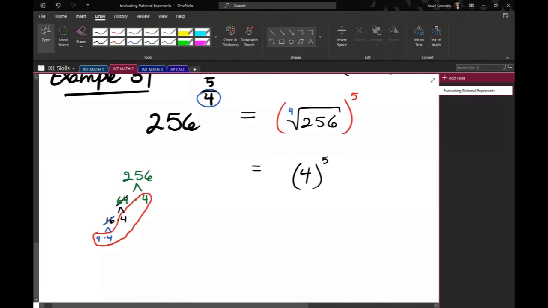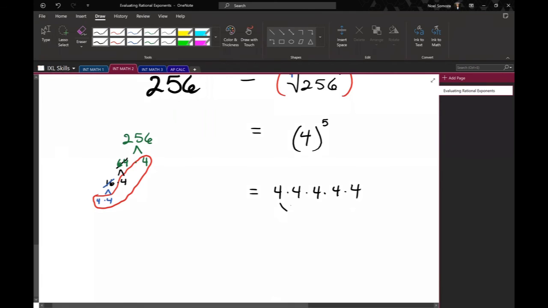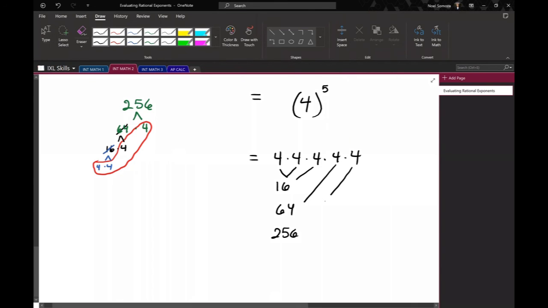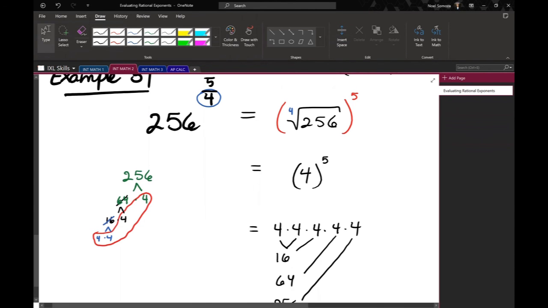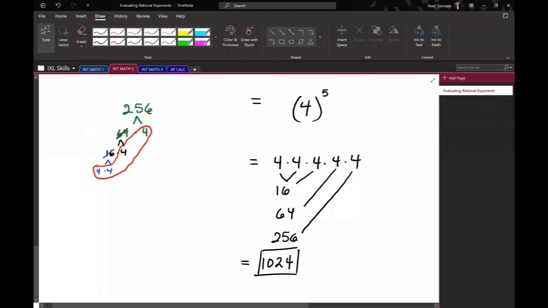All right, so you see this was a little bit simpler. Now we would just have to expand and find out what is 4 to the fifth power. So 4 times 4 times 4 times 4 times 4. Well, we know that 4 times 4 is 16, times 4 gives us 64, times 4 is 256. And then lastly, 256 times 4, I believe that gives us 1024. So 256 to the 5/4 power is the same as 1024.